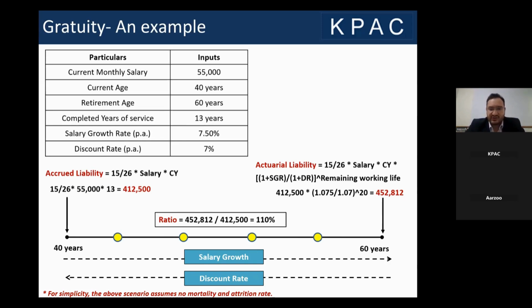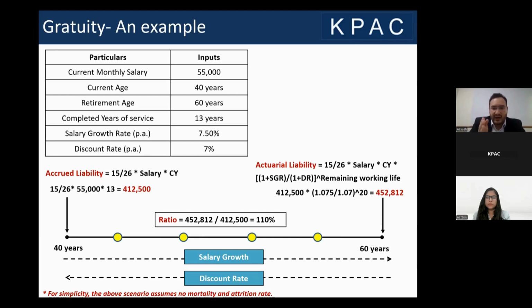Now, using the salary growth rate assumption, I will keep projecting year on year what the increase in the salary of the employee would be, and accordingly what the increase in the accrued liability of the employee is. Here, we are not changing the completed years of service, because as per the standard, we need to follow only the liability for the past service given till date. For the future service, we would be recognizing the cost as and when the service is incurred. So using the salary growth rate, we are escalating our current accrued liability year on year.